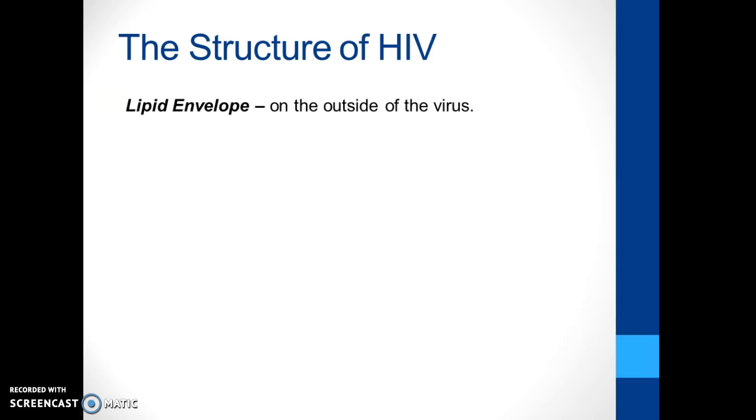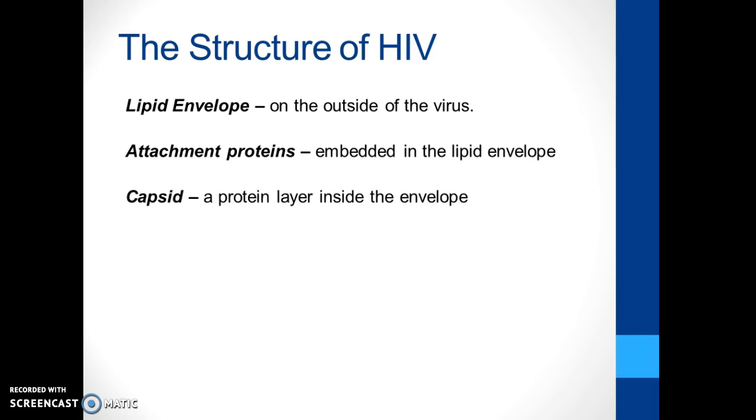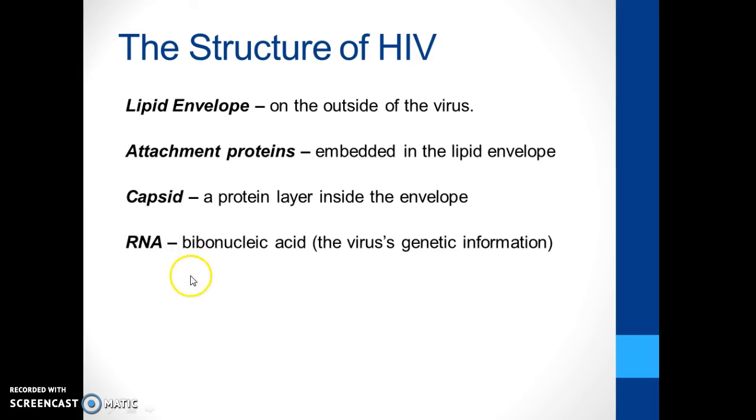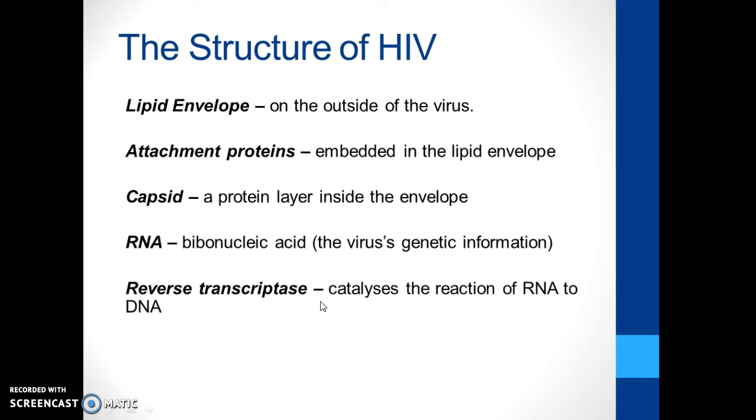So, as I've said, we've got the lipid envelope, which surrounds the outside of the virus. We've got attachment proteins embedded in that lipid envelope. We've got the capsid, which is a protein layer inside the envelope. RNA, sorry, typo, ribonucleic acid, which is the genetic information of the virus. Reverse transcriptase, which is an enzyme catalyzing the reaction of RNA to DNA.